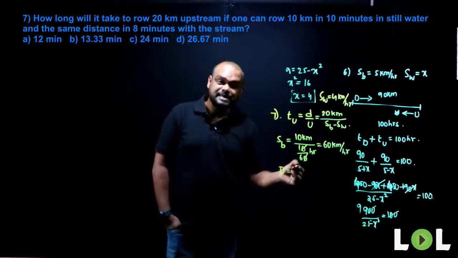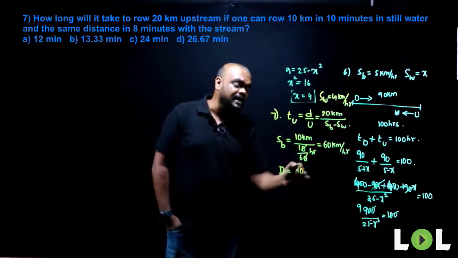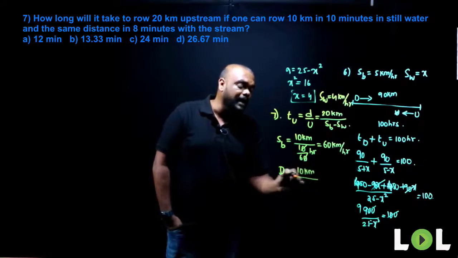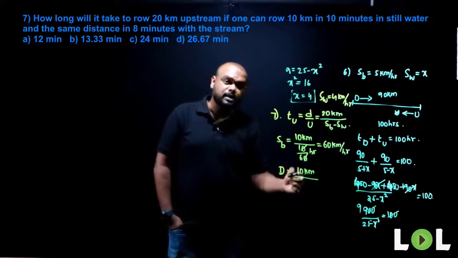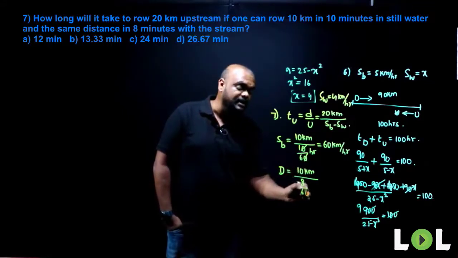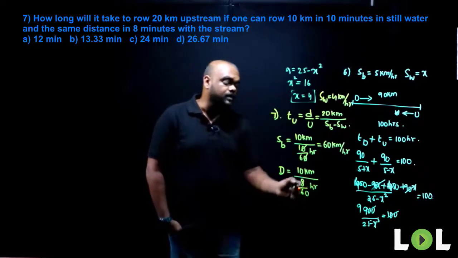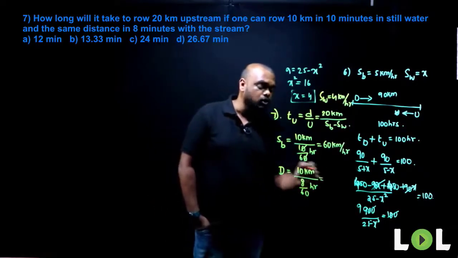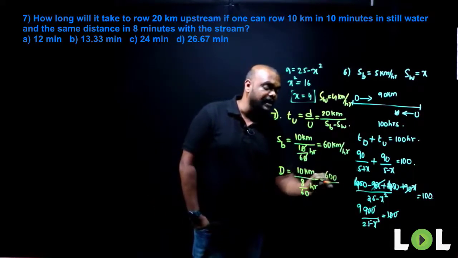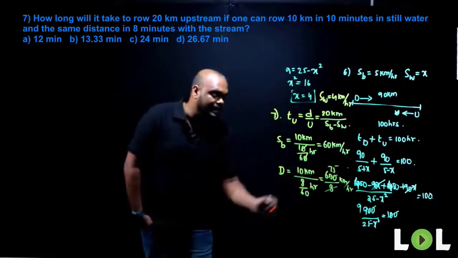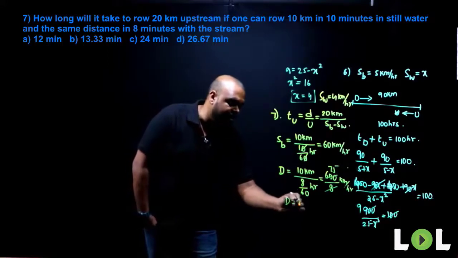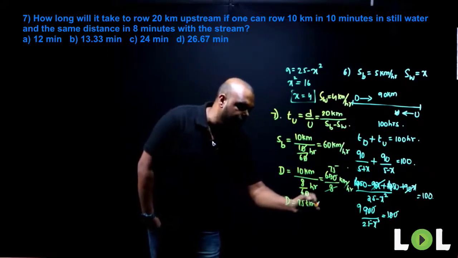Downstream speed is distance by time taken. Same distance, that is 10 km, divided by time taken, 8 minutes. Converted into hours, 8 by 60 hours. So this becomes, how much? 60 goes to the numerator, 600 by 8 kilometers per hour. So 8 into 75. I'll get downstream speed as 75 kilometers per hour.